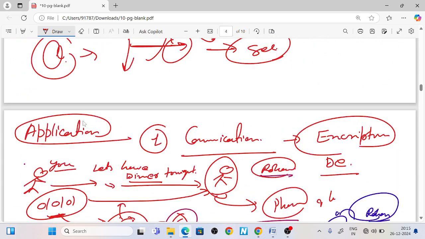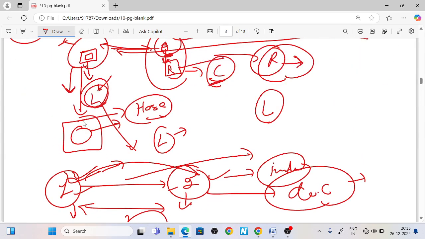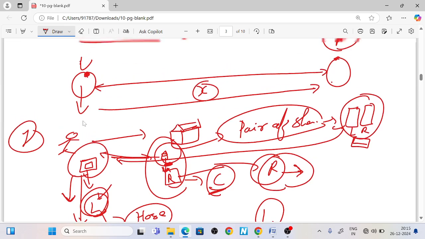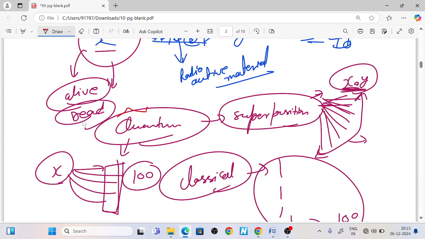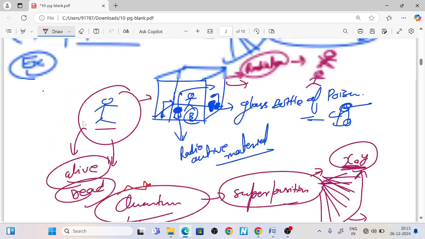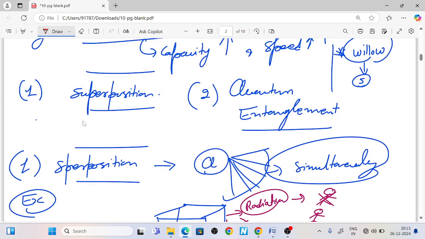So this was all about it, guys. I hope you understand how the quantum computer works, what the applications of quantum computers will be, and how this will change our future. It will show us things that we have not seen until now, the quantum world.